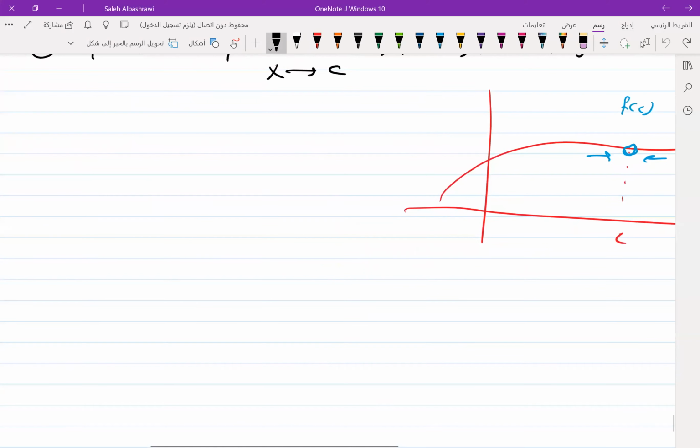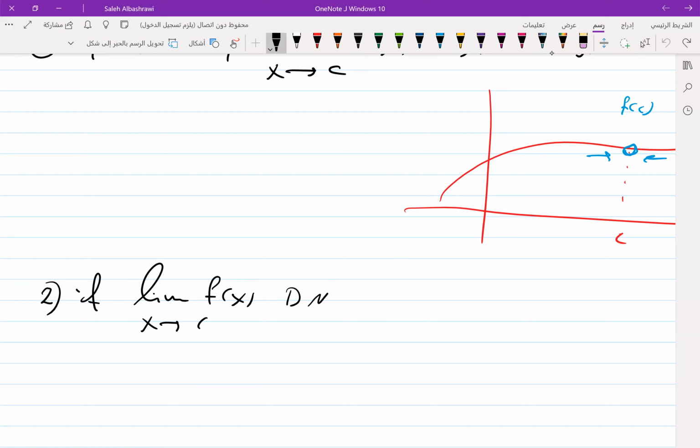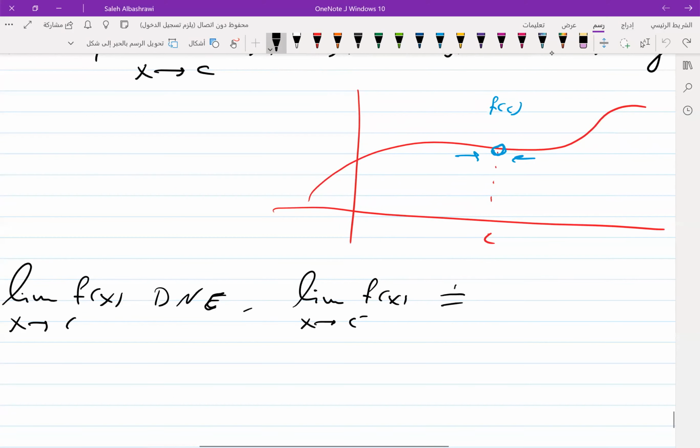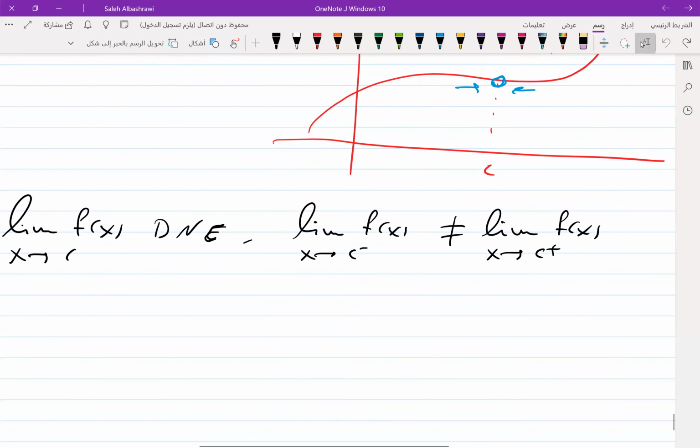Second type, if the limit of f of x, x goes to c, does not exist, which means that the limit of f of x as x goes to c plus or minus, the left limit is not equal to the right limit, then we call it jump discontinuity.